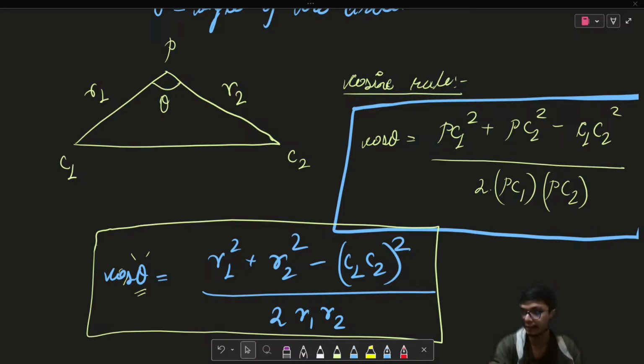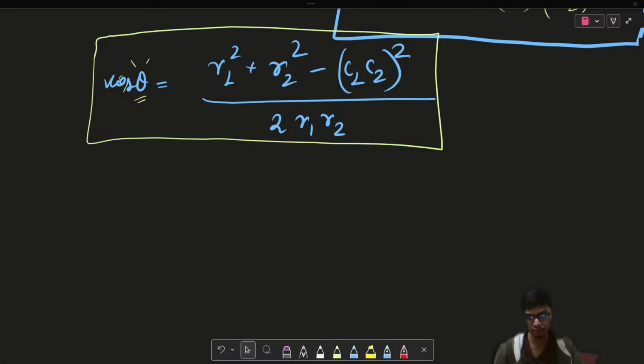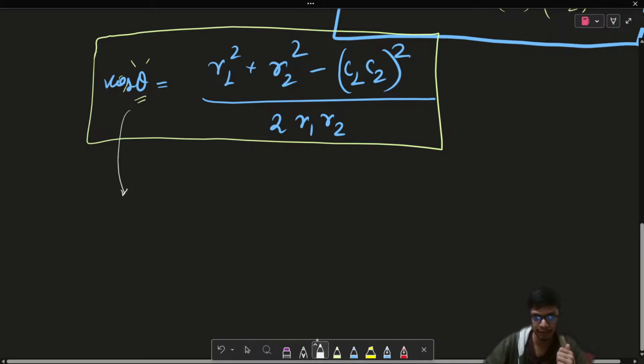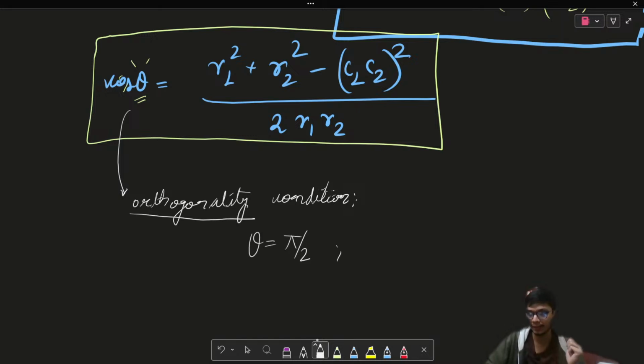Okay, so from here, it is very important to realize that the main question being asked in circles is to find the condition for orthogonality of circles. So what happens when two circles are orthogonal? We know that if the circles are orthogonal, the angle theta should be equal to plus or minus pi by 2. Then cosine of theta will be equal to 0.